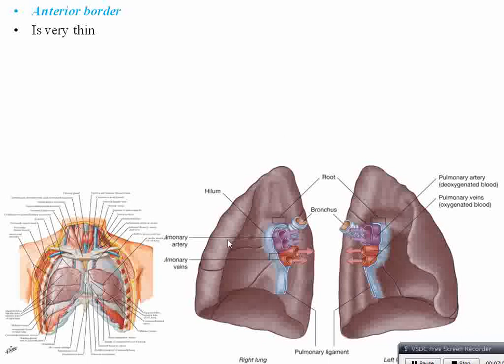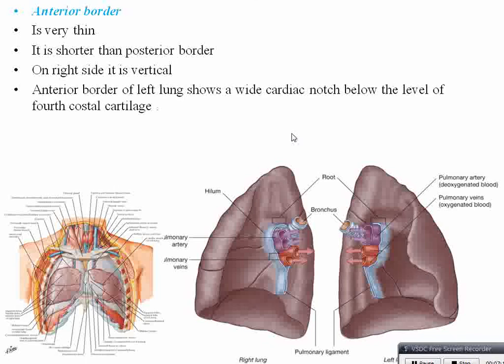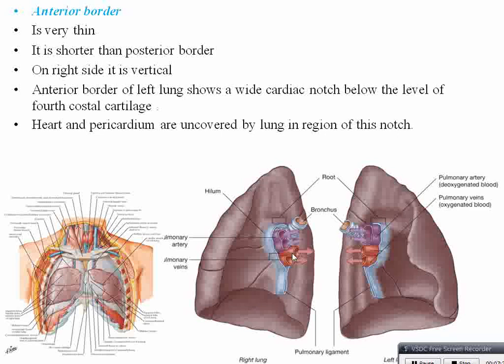Anterior border is very thin and it is shorter than the posterior border. On the right side it is almost vertical, whereas on the left side the anterior border of the lung shows a cardiac notch below the level of the fourth costal cartilage. There is a notch here, that is the cardiac notch. The heart and the pericardium are exposed in this area.